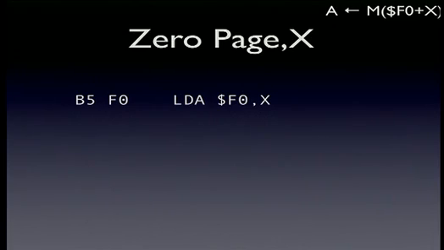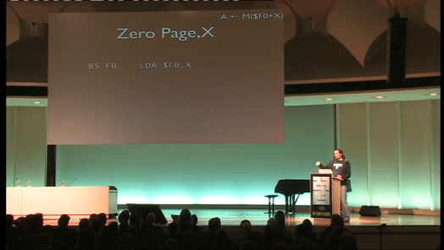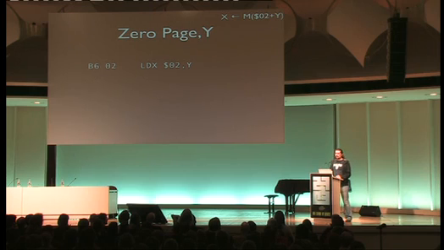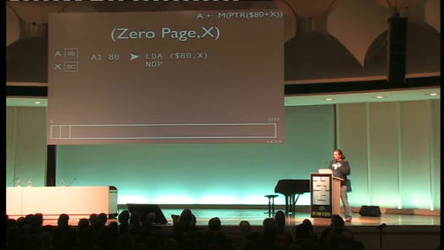The same exists with zero page, but the interesting thing here is that there's a wraparound inside zero page. So if x in this case is 16 or above, it would wrap around to 0 again, so you cannot exit zero page with this indexing. Same with zero page comma x, comma y.